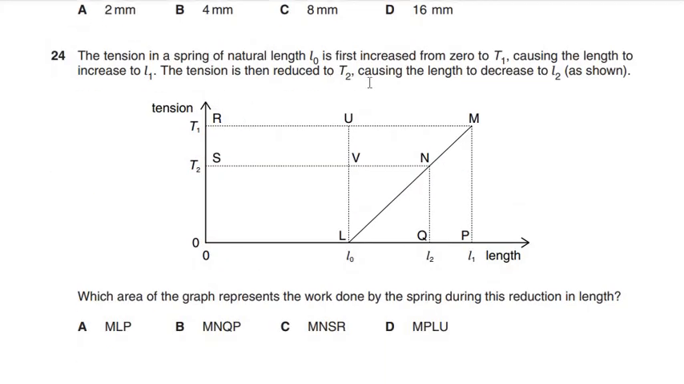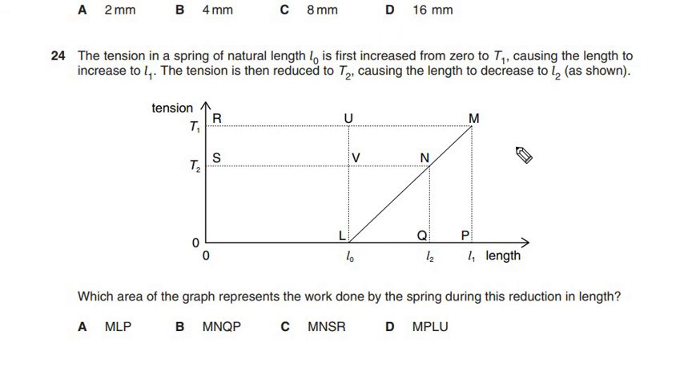Tension, spring, length. So basically what they do is they have a spring, they extend it from L0 to L1, and then they decrease it to L2. And the tension is then reduced to T2, at a length of L2. So basically they're asking which area on the graph represents the work done by the spring during the reduction in length. Always go back to the easy equations we have, and the equation here is work done is force into distance. So the distance covered is basically L1 and L2, and the force is basically the change between T1 and T2. So if you do this, you're going to get this as the area, and based on that, for 24, your answer should be NMQP, which is basically this area.